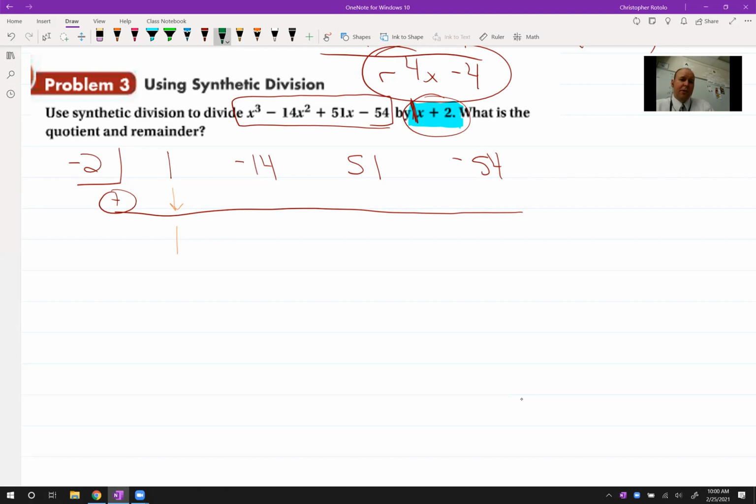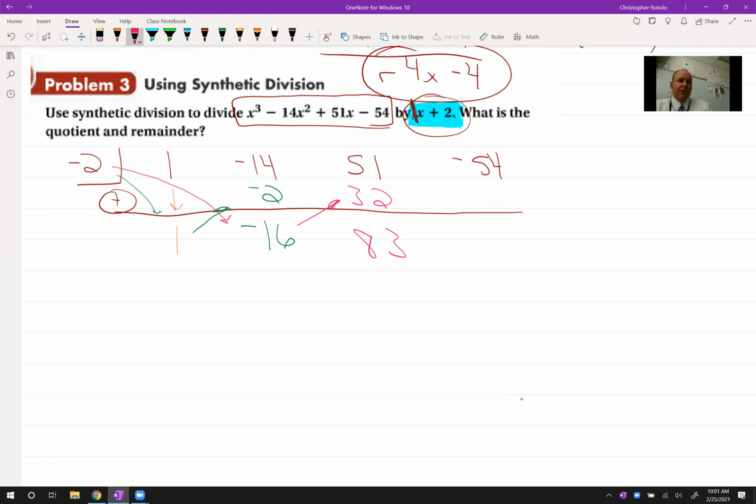All right, so now what we're going to do is work in kind of this V shape right here. So I'm going to do -2 times 1, and that gives me -2. Not too bad. What do I do in this line? I add them together. I get -16. I'm going to do -2 times -16, and I'm going to get 32. So that goes here. What do I do? I'm going to add them. So I get 83.